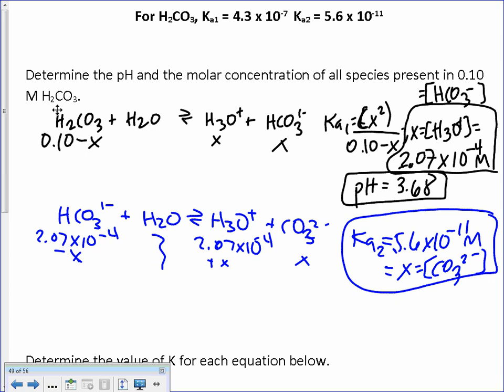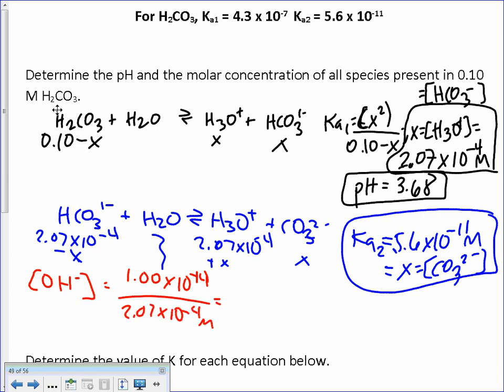You'll remember again, if you ever have the same numbers on both sides, minus X on one side, plus X on the other, those X's are neglected. And then you'll have the same number on top and bottom. So you might remember this in the future, but your Ka2 value is your X value for your next step. That X is carbonate. There's one more ion we've got to find. What is it? Hydroxide. So you probably easily found hydroxide concentration by taking Kw over the hydronium. So 1.0 times 10 to the negative 14th divided by hydronium of 2.07 times 10 to the negative 4th. And what'd you get for hydroxide?